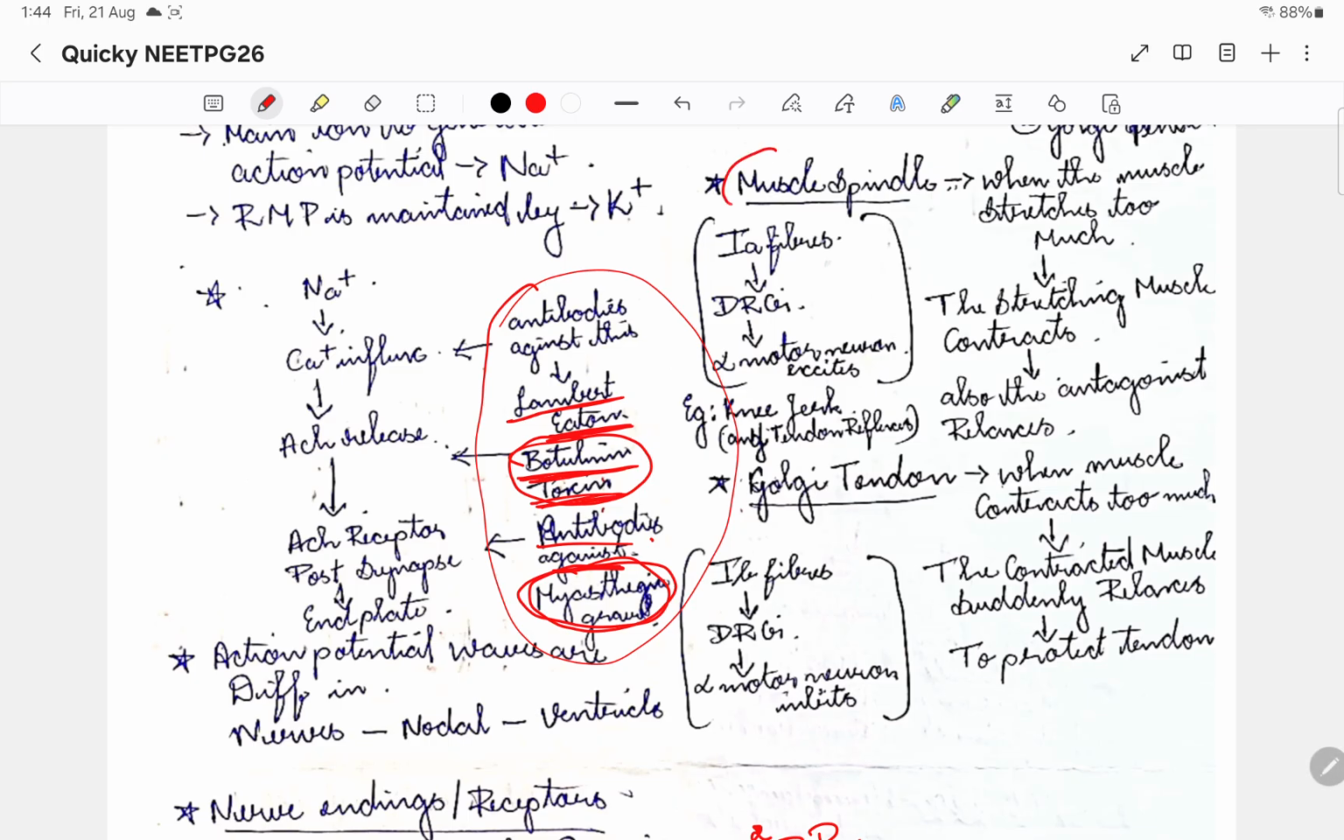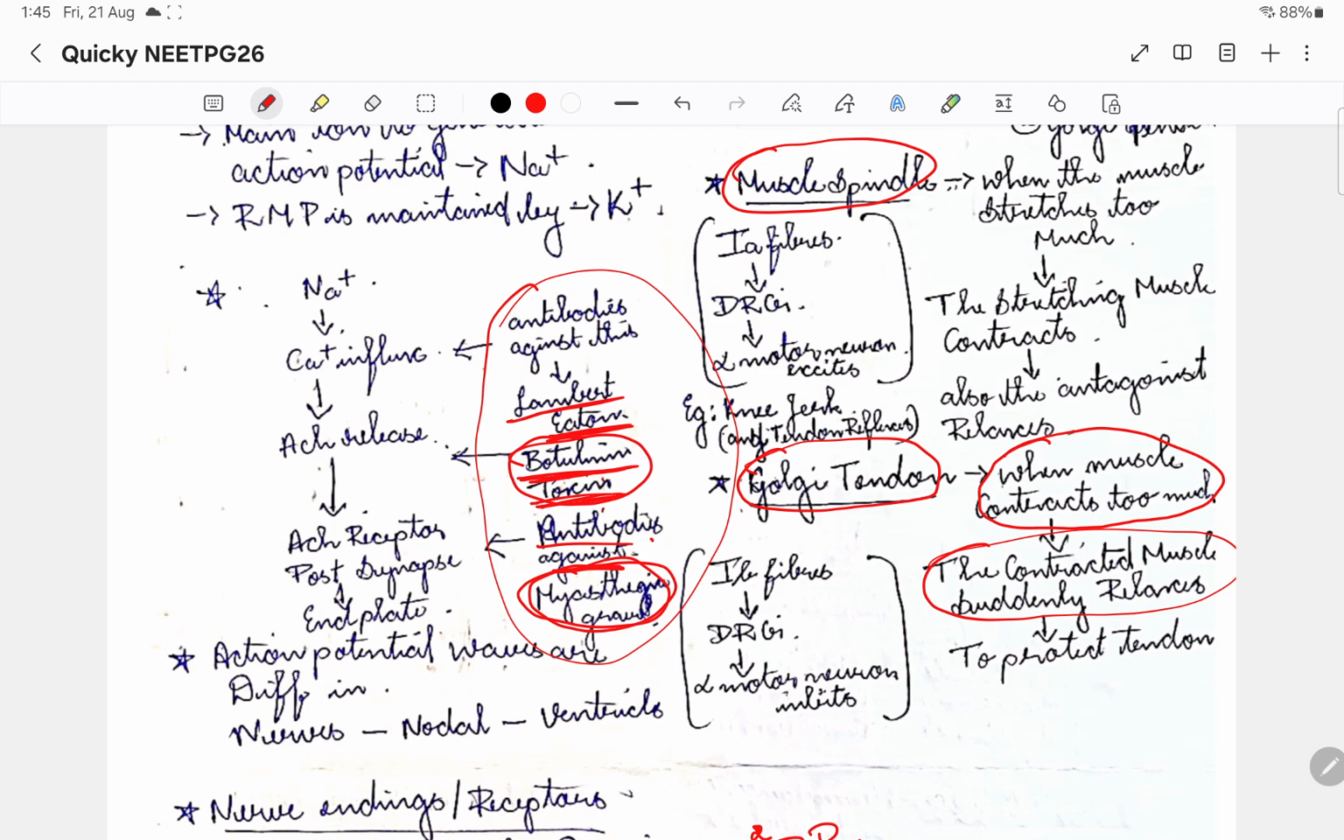So this is happening through muscle spindles, whereas the Golgi tendon is opposite to that, where when the muscle is contracting too much, the contracting muscle will relax. For example, with the biceps, I am contracting too much, lifting a heavy weight. To protect my tendon, it suddenly relaxes the same muscle. I am contracting the biceps too much, and the biceps suddenly relaxes without our knowledge. This is called the Golgi tendon reflex.